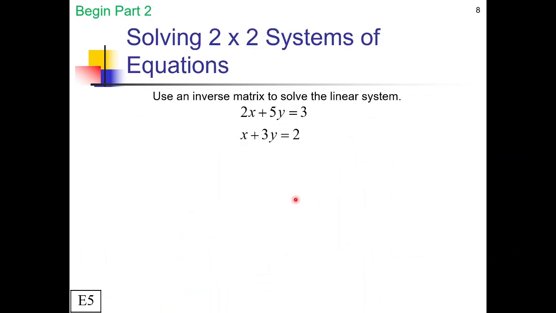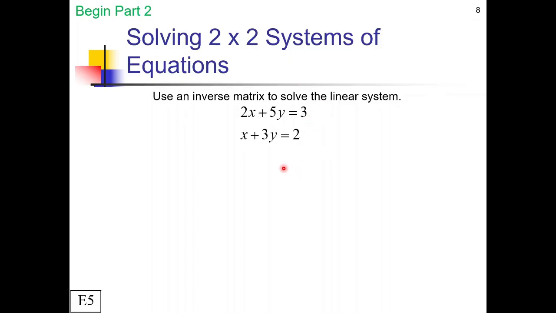Welcome back. You're joining us for part 2 of this lesson on inverse matrices. In this part, we're going to use inverse matrices to solve linear systems. We're going to start with a 2 by 2, get some techniques, and then we'll up our level to a 3 by 3 by the end of this one.